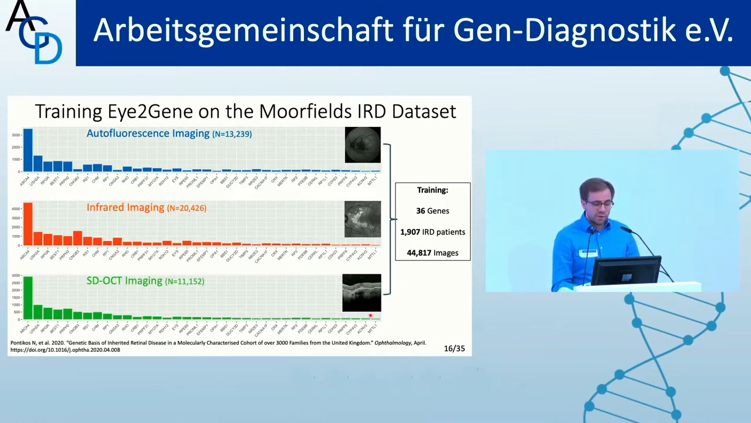We trained it on the Moorfields inherited retinal disease data set, and we are in a lucky position that we have a quite large data set of inherited retinal diseases, I think one of the largest in the world, and a single center at least. These are the numbers that we've got of the different types of imaging modalities, and this is just an illustration of the different types of images. Here you've got the different genes.